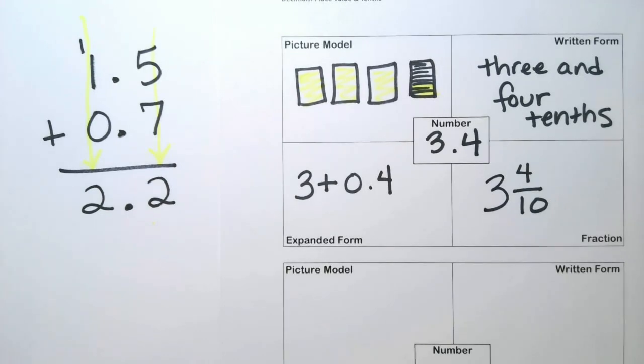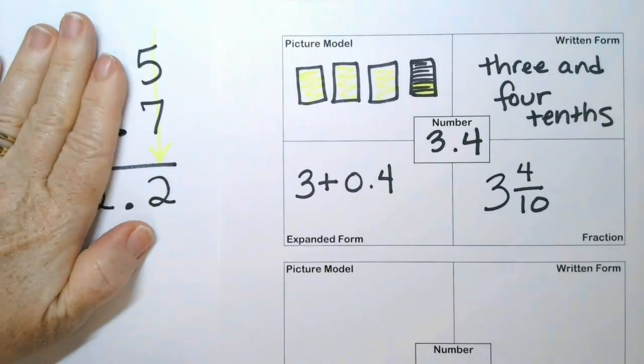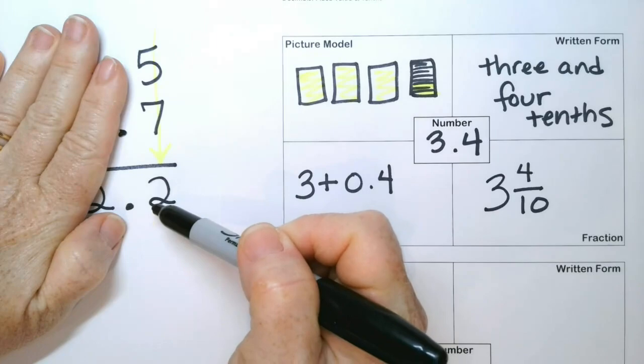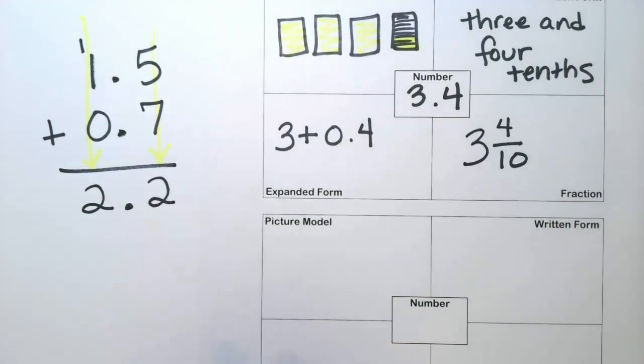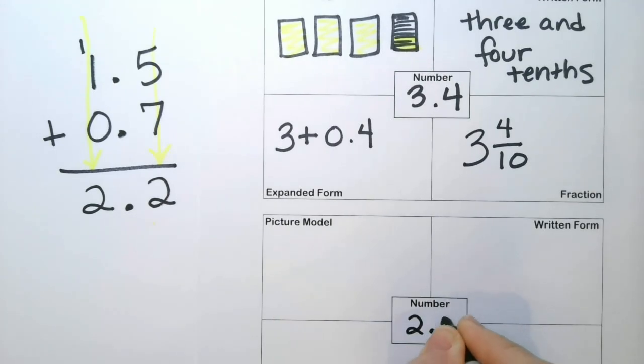We're just adding 2 numbers. And if you need to, just put your fingers like this. 5 plus 7 is 12, write the 2, carry the 1. All right, so that's the number that goes here, 2.2.